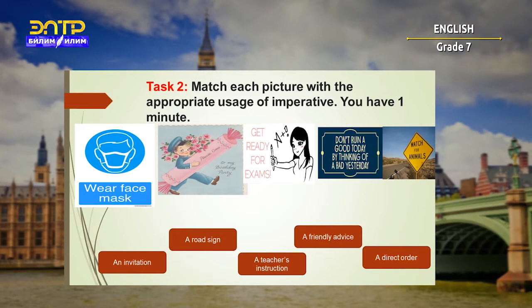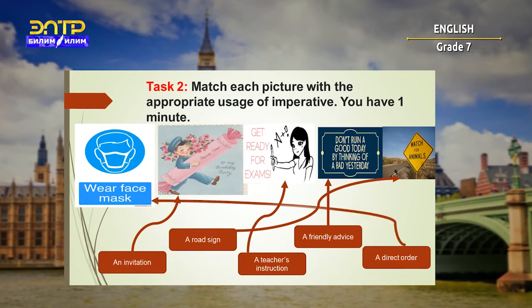Let's check the answers together. Invitation, road sign which says watch for animals, a teacher's instructions which says get ready for exams, a friendly advice which says don't ruin a good today by thinking of a bad yesterday, and finally a direct order, wear a face mask. Well done if you got all your answers right.